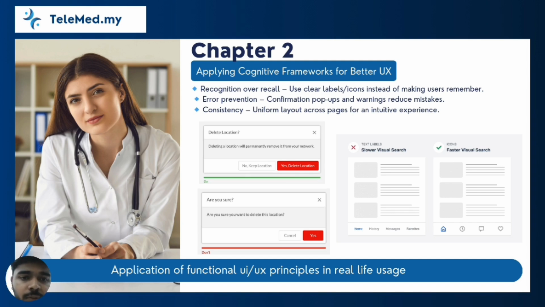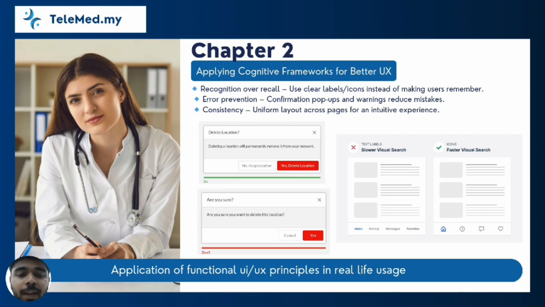First of all, recognition over recall. This simply means using clear labels or icons instead of making the users remember. Instead of using text labels, we can try to use symbols for the user to understand more easily. You can look at the example that I've given, where there is a comparison where one is text labels and the other uses symbols like the home logo, the time, the message, and the wish list. By this, not only can we keep our system interface simplistic, but it also makes things way easier for the user.